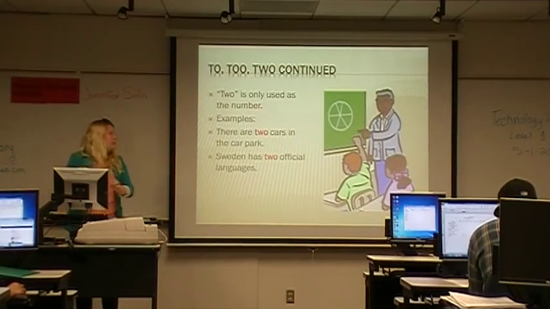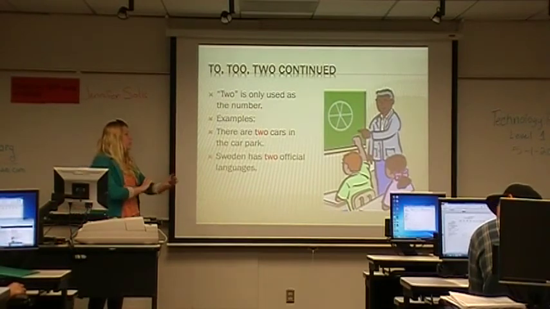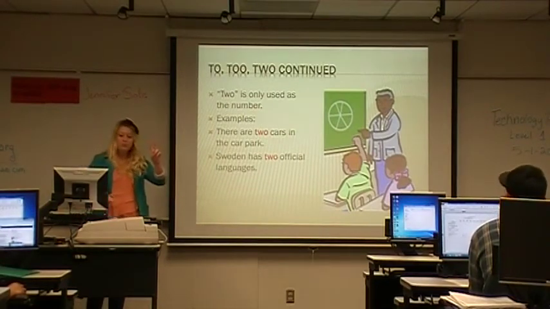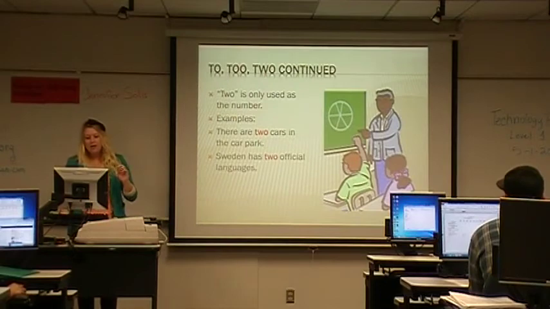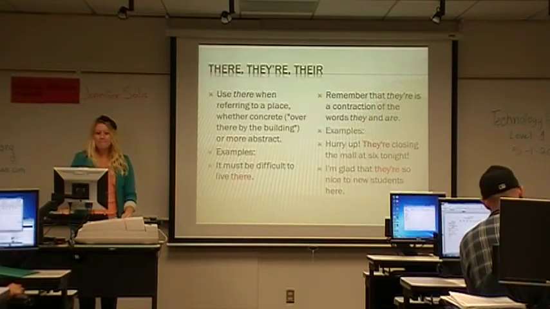And then two with the W is always only used as a number. There are two cars in the parking lot, and Sweden has two official languages, only as a number.